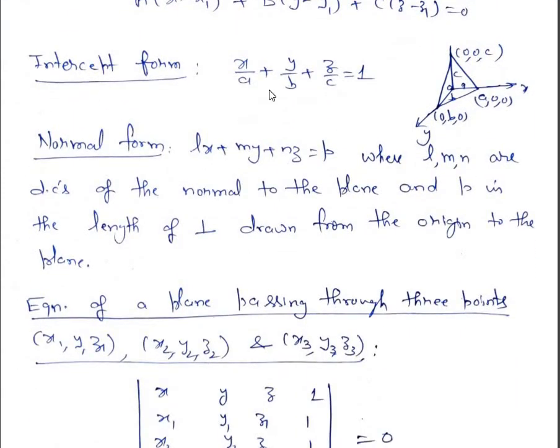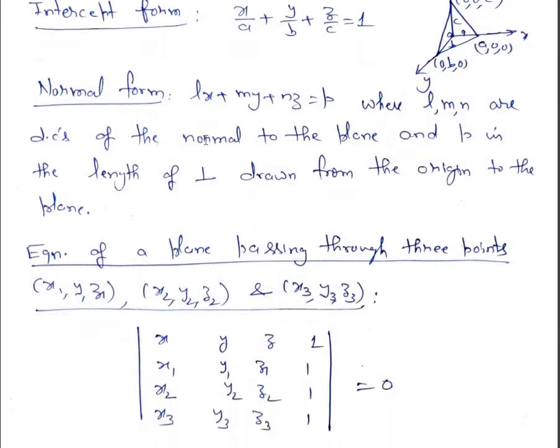Then we have intercept form of the plane. If a plane makes intercepts of the lengths a, b and c on x-axis, y-axis and z-axis, then equation of the plane is given by x upon a plus y upon b plus z upon c is equal to 1. This is of the same form you have studied, intercept form of a line, x upon a plus y upon b is equal to 1. In 3 dimensions we have a plane, and equation of the plane is x upon a plus y upon b plus z upon c is equal to 1.